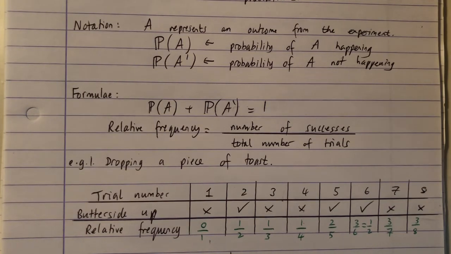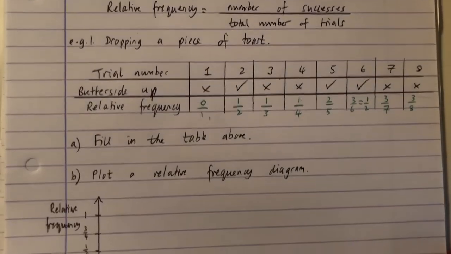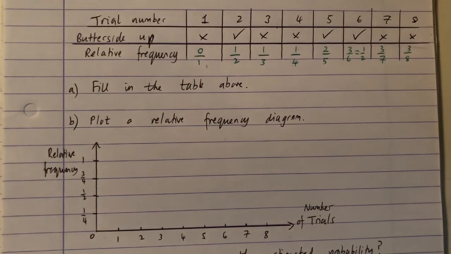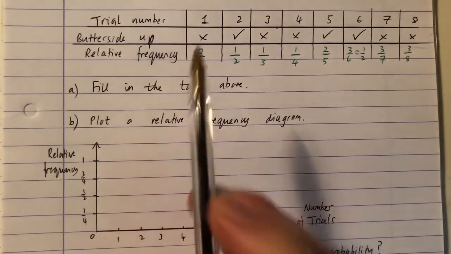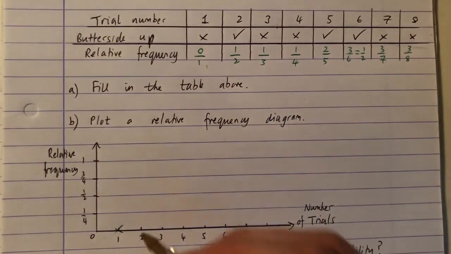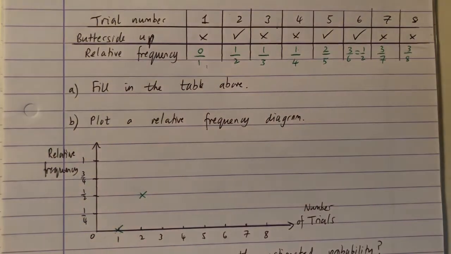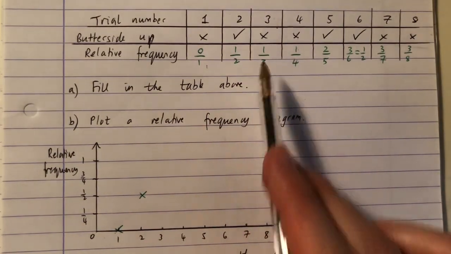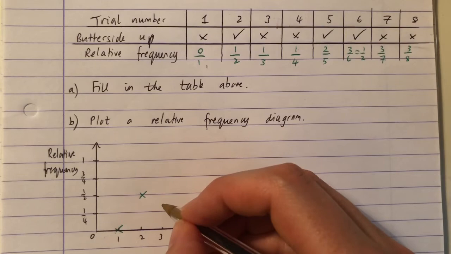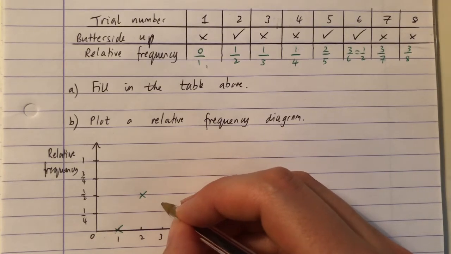The next thing you need to do is plot what's called a relative frequency diagram. So that would be using that table where relative frequency is on the y-axis and the number of trials goes along the x-axis. So 1 trial, you would plot 0 over 1 or 0. 2 trials, you plot a half. 3 trials, plot a third, which would be, just say it's around about there.